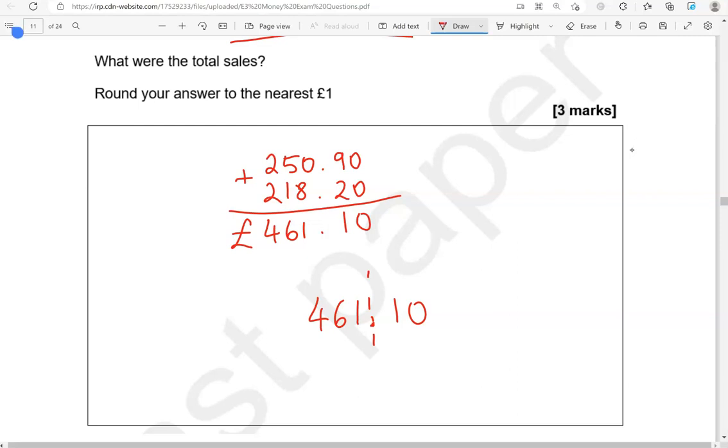So that means we've got to look on the right. We've got 1 in there. That means we're going to keep this as £461. We can't go to £462. If we had 50 pence and above, not the 10 pence that we have here, then we'd round it to £462. As it's below 50 pence, we're going to keep it to £461.